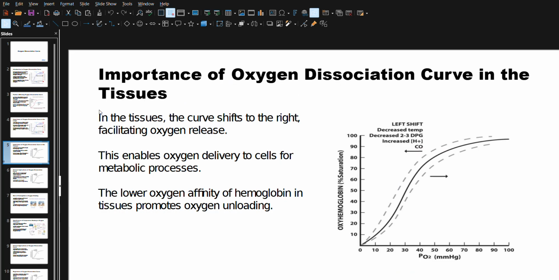Next we are going to see the importance of the oxygen dissociation curve in the tissues. How does it help? In the tissues the curve shifts to the right. Here you can see it shifts slightly to the right. This enables oxygen delivery to the cells for metabolic processes. So the lower oxygen affinity of hemoglobin in tissues promotes oxygen unloading. This happens here.